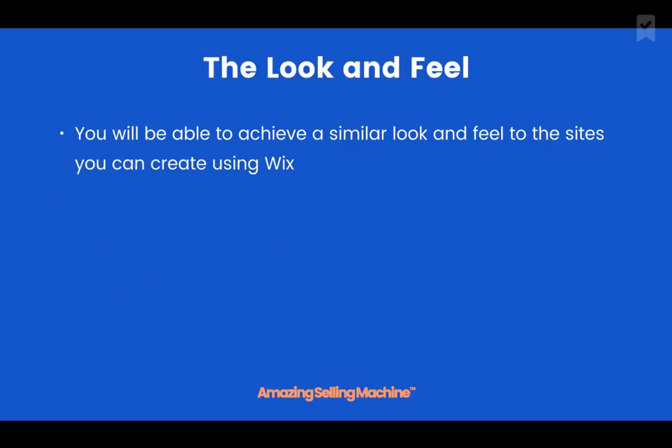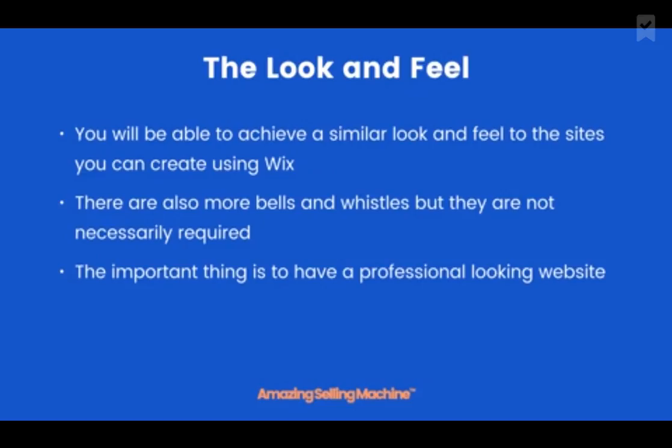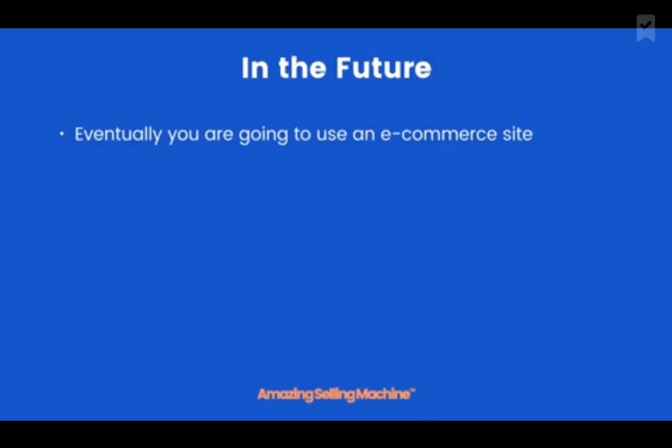You will be able to achieve a similar look and feel to the sites you can create using Wix. There are also more bells and whistles, but they are not necessarily required. The important thing is to have a professional looking website, because it gives you credibility at this early stage of your brand. Eventually you are going to use an e-commerce site. Once you have your products up on Amazon and your brand is established, then changing your website to an e-commerce website is the optimum method.